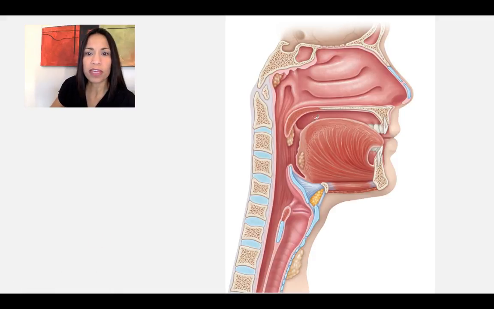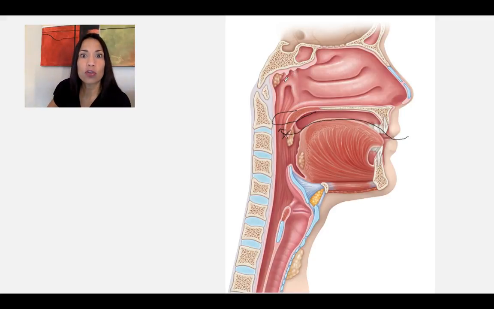What is the function of this? When we are swallowing, this flap moves superiorly. So now it gets oriented in this position, closing the passageway of the food that we're swallowing through the oral cavity, preventing the passage of food from the oral cavity into the nasopharynx.